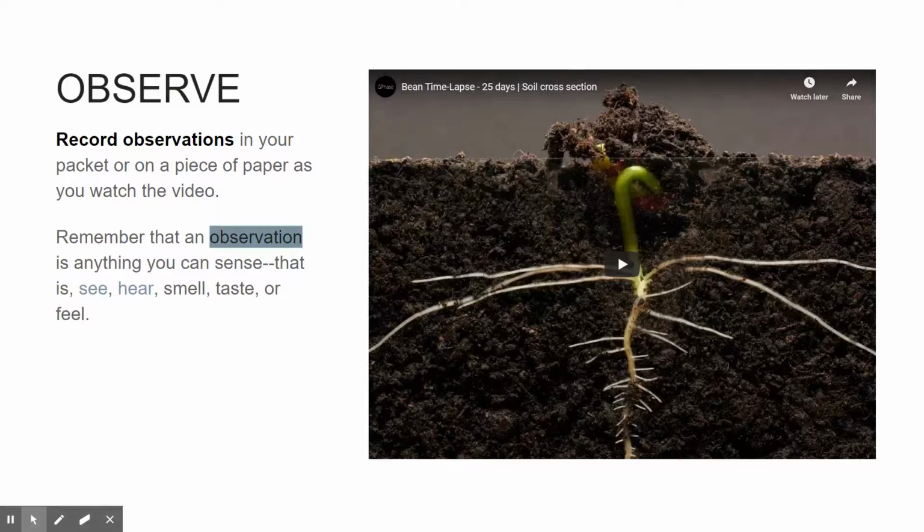To try and answer that question, we're going to make observations of this video. As you watch, you can write down the things that you notice on a piece of paper or in your packet. And remember that an observation is anything that you can sense. So that means anything you can see, hear, smell, taste, or feel. When it comes to videos, really, we can only rely on sight and sound. But in this case, there is no sound, so you'll just be recording things that you notice as you watch.